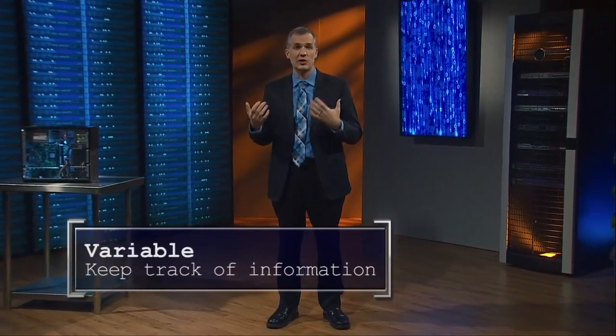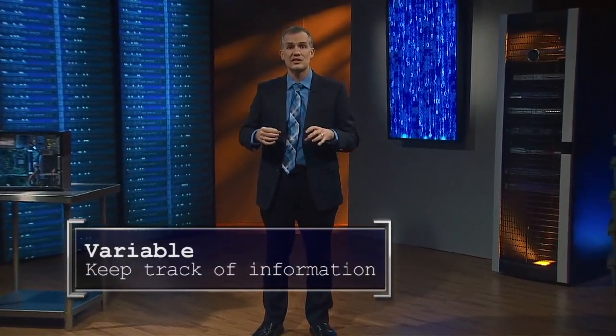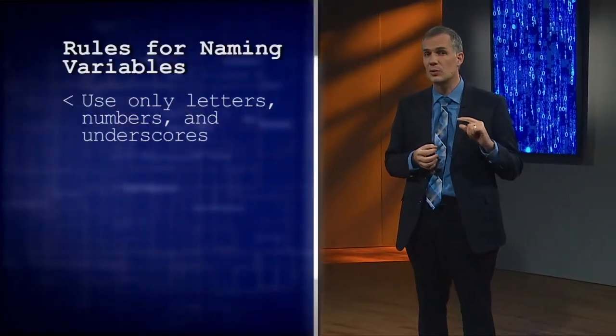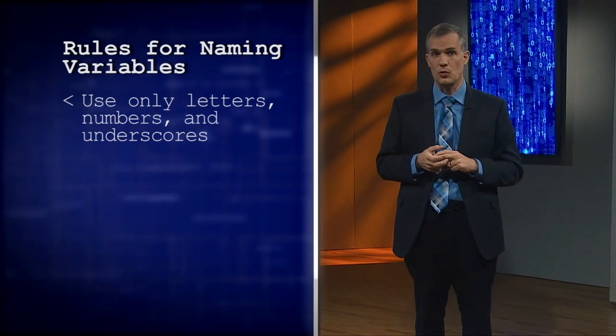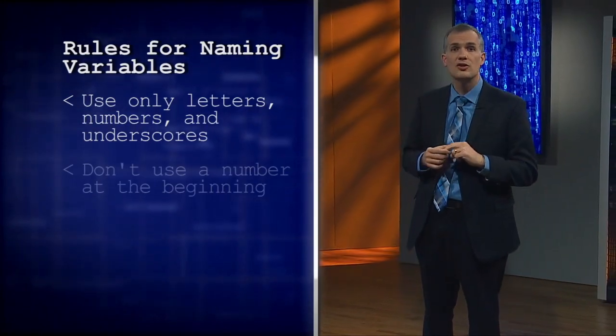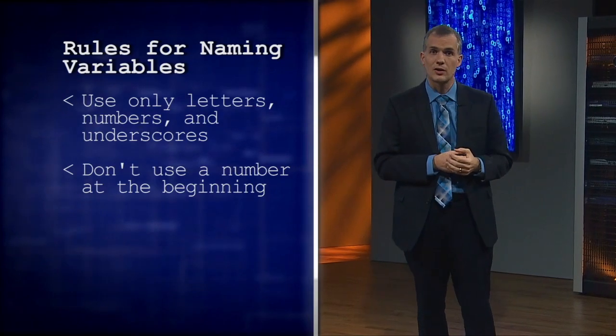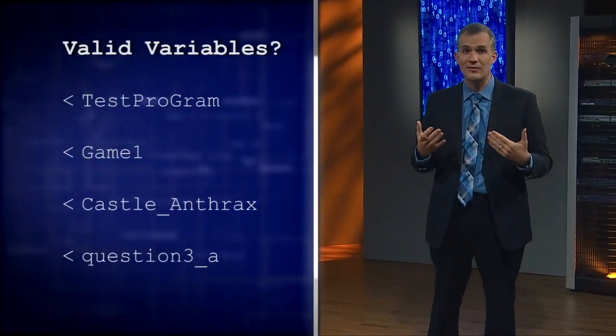As we write programs, we're using variables to keep track of information, and this means that we'll need names for each of our variables. In Python, you can name variables anything you like, subject to a few rules. 1. Use only letters, numbers, and underscore. And 2. Don't use a number at the beginning. So let's check. Are all of the following valid variable names?